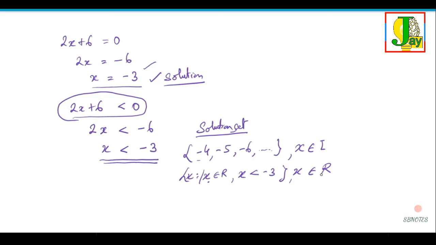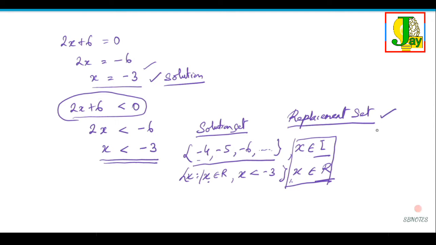When x is a natural number, a different solution set will be formed. When x is whole numbers, the solution set will change. So the solution set changes according to this set. We call this the replacement set. So what is a replacement set? A replacement set is a set from which the solution sets are chosen, right? If the replacement set is not given, that means you have to take R, x belongs to R. When no replacement set is given in the question, we have to take x belongs to R, okay. How to geometrically represent this solution set on a number line?